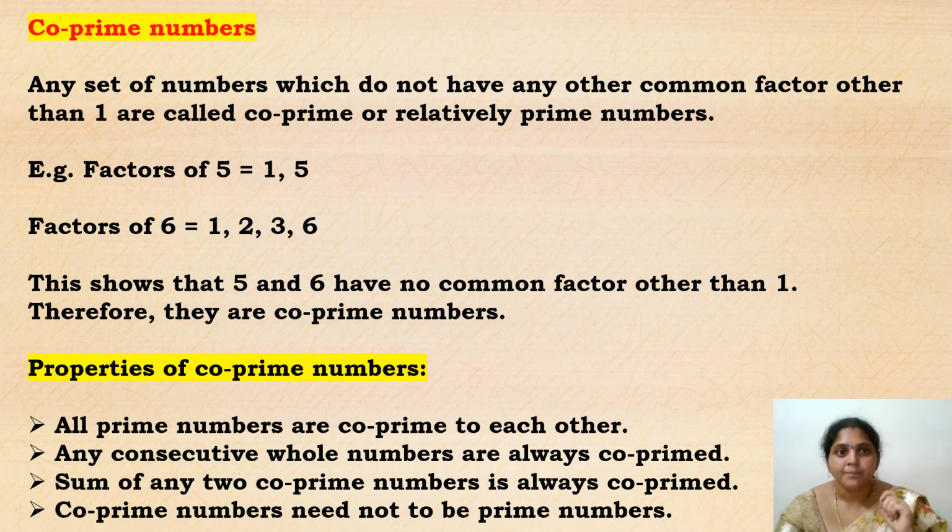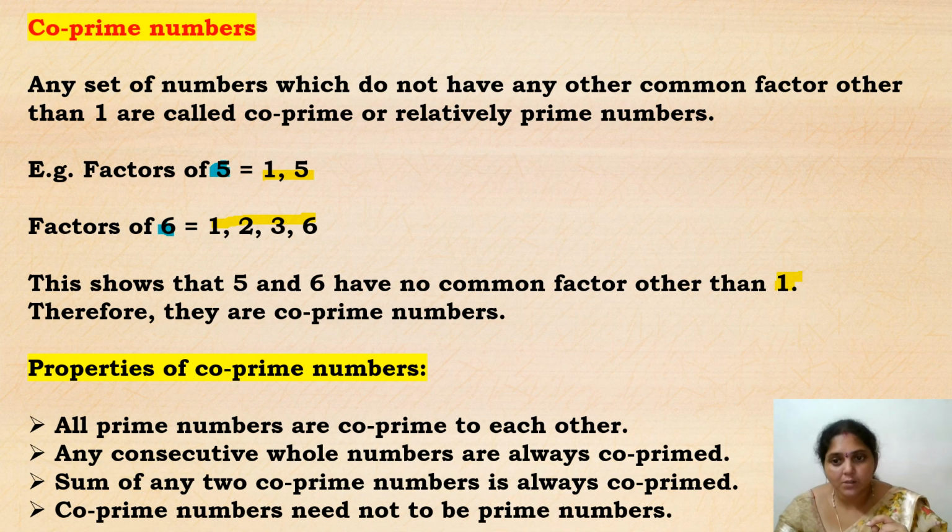Here I have taken the factors of 5 and the factors of 6. Factors of 5 are 1 and 5. Factors of 6 are 1, 2, 3 and 6. If you compare these two sets of factors, what will you identify? You will identify the common factor is only 1. Therefore, these two numbers are known as coprime numbers.